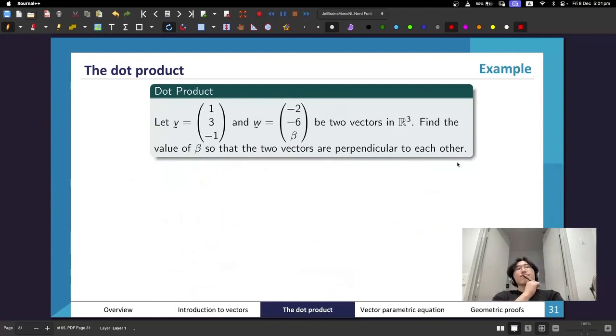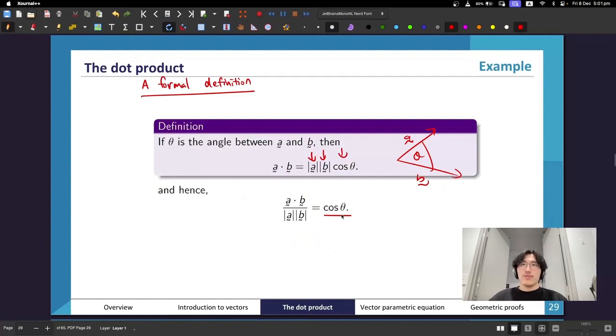Okay, let's read this question. Let v tilde equals (1, 3, negative 1), and w tilde equals (negative 2, negative 6, beta), and they're two vectors in the third dimension. Find the value of beta so that the two vectors are perpendicular to each other. All right, let's fall back onto our formal definition.